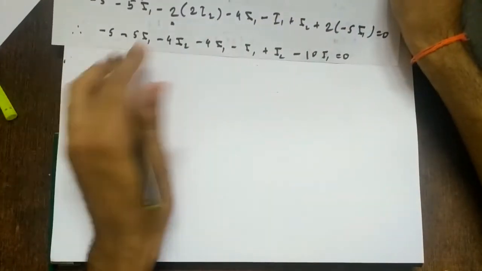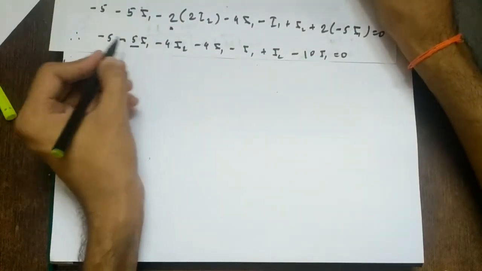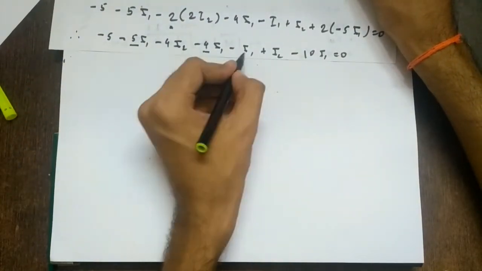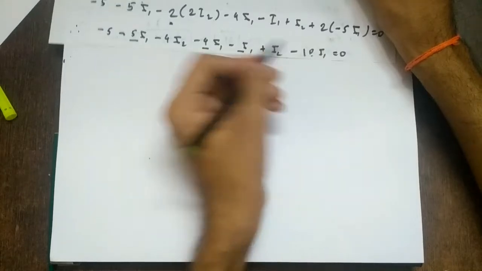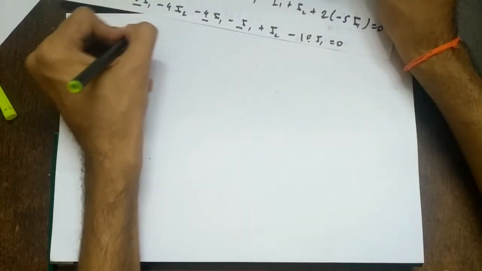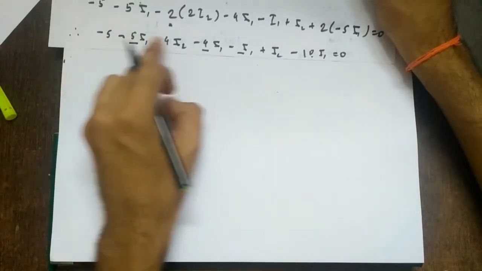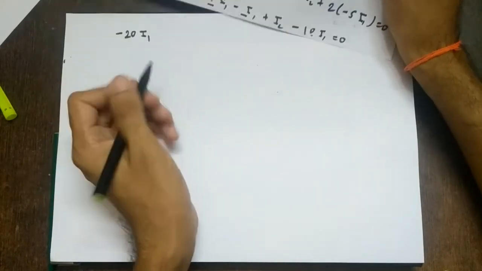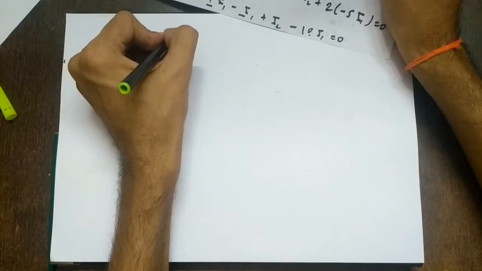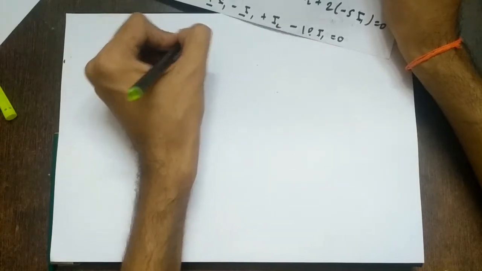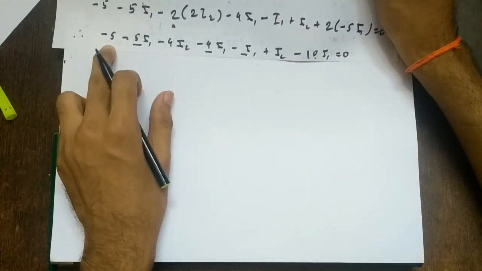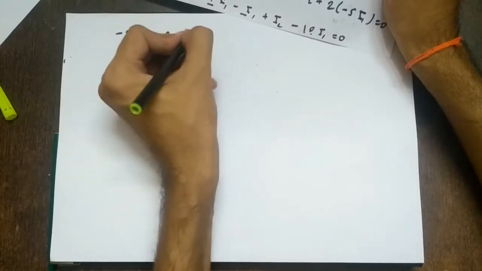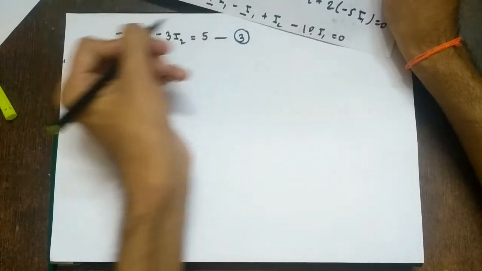So just simplify this. First I am writing I1. Minus 5 minus 4 is minus 9, minus 1 is minus 10, so minus 20 I1. Then I2: minus 4 plus 1, minus 3. So minus 3 I2 equal to, this is minus 5 constant, and that's it. When it comes to the right side, it becomes plus. So this is equation number 3.